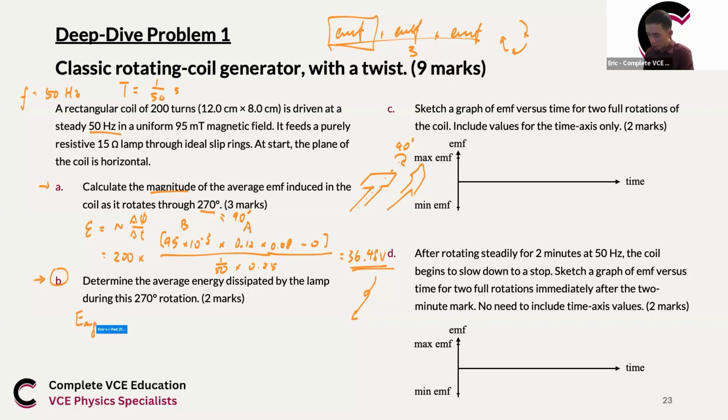Average energy. It is a different concept. I would say this concept is a little bit out of syllabus, but you should still be able to do this, because when you think about energy, the first equation that pops into my mind is power times time. So you can think about average energy as average power times the time. And what is power? We just look at the information we got in the first place. We have 15 ohms.